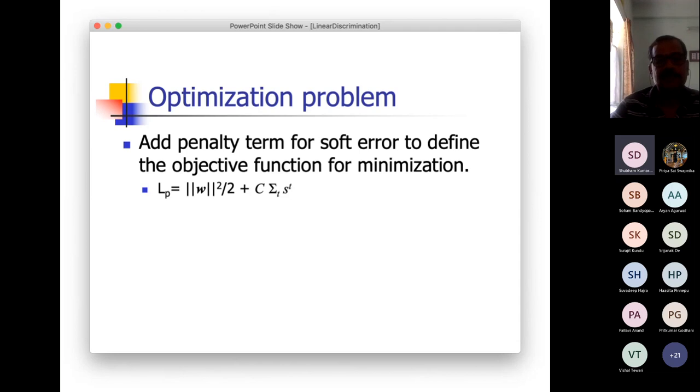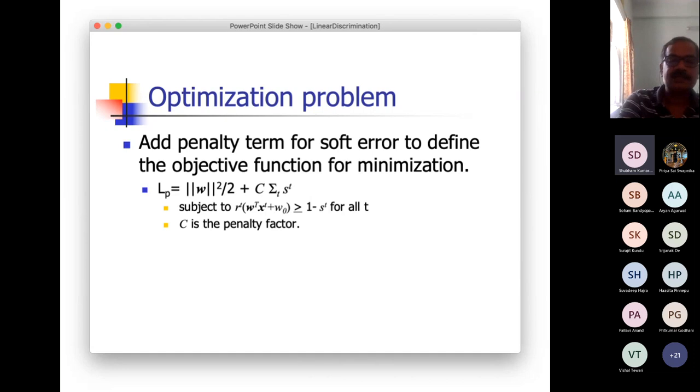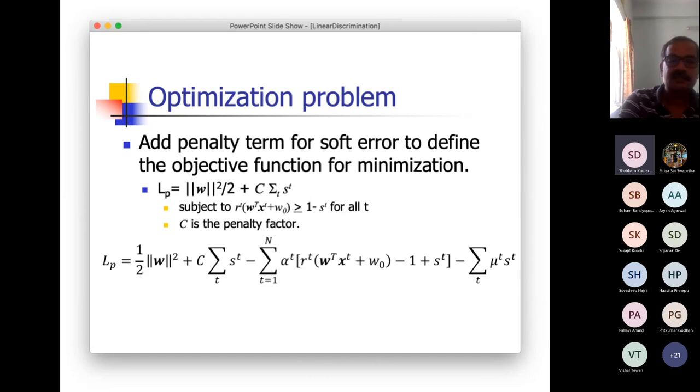We are minimizing not only the square of the norm of the weight vector w, but also the sum of those slack variables, as a linear combination. C is a constant. It's also a hyperparameter. Depending upon the value of C, your result will vary. C is the penalty factor here.